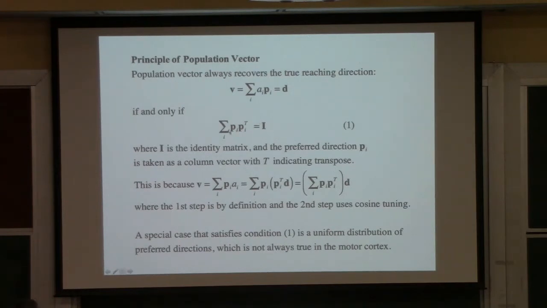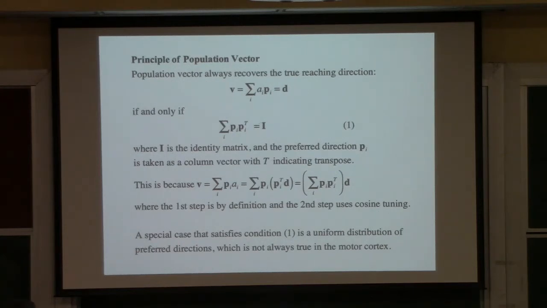The condition is that this preferred direction vector is a column vector, and the transpose is a row vector. So this product is an outer product, so it is a matrix. You add these matrices together, and you get the identity matrix. That's the condition, the mathematics to make these things work perfectly. If these vectors P are distributed uniformly among all directions, this is actually true.